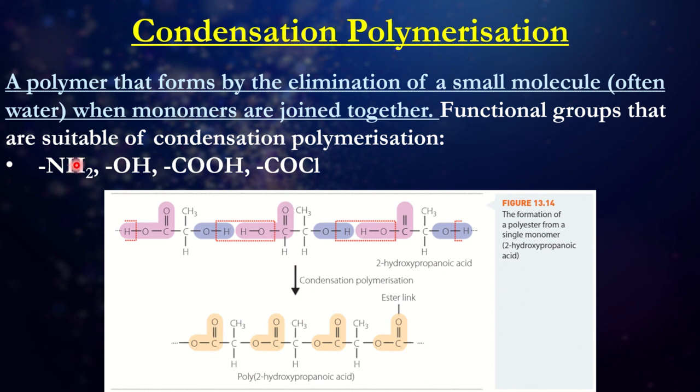Polymer functional groups that are suitable for condensation polymerization are amide, hydroxyl, carboxylic acid, and COCl. So those would be some really nice ones that we have here.